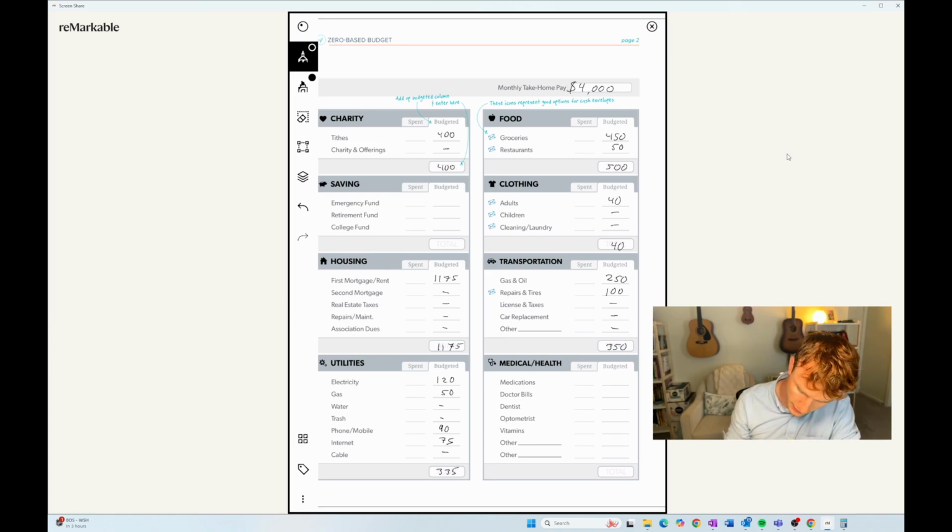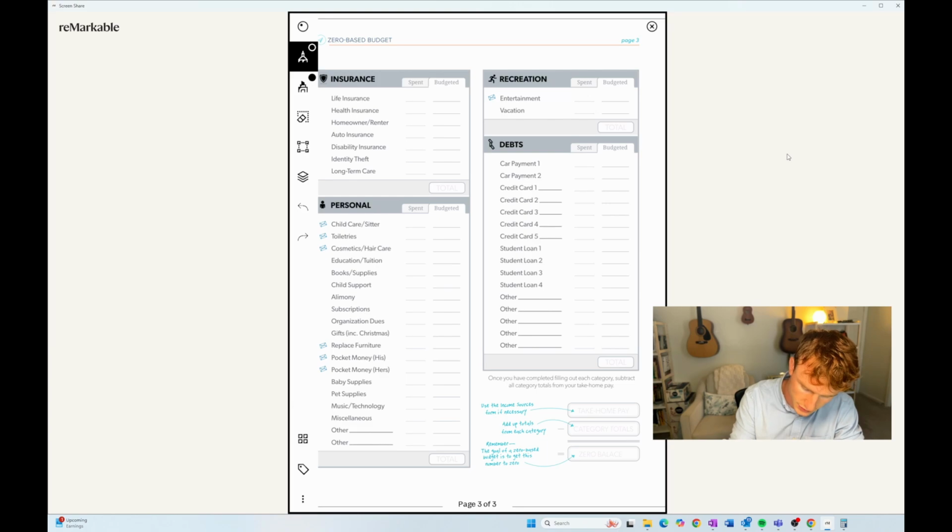Medical and health medications, it would be good to break down on a monthly basis what I need for insulin and those types of things, because usually I hit my deductible every year for type 1 diabetes. But for this month, we'll say that's already been hit. Doctor bills, I've got nothing. Dentist, nothing. Optometrist, nothing. Vitamins, nothing. Other, nothing there.